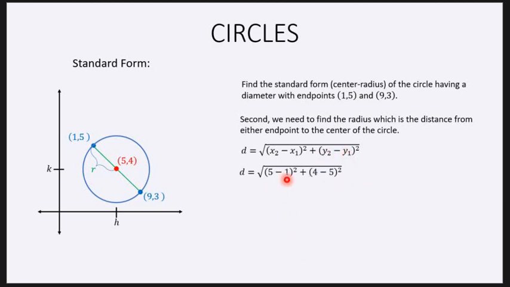So 5 minus 1 is 4. And 4 minus 5 is negative 1. When you square 4, you get 16. You square negative 1, you get positive 1. And then the distance from (1, 5) to (5, 4) turns out to be the square root of 17. So the radius of this circle is the square root of 17.